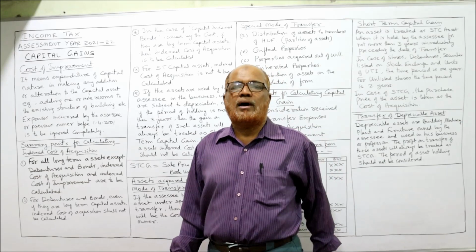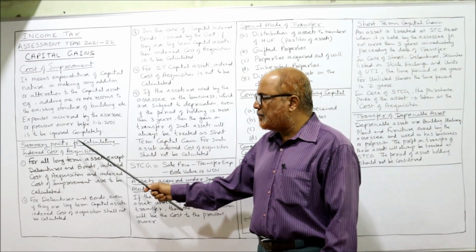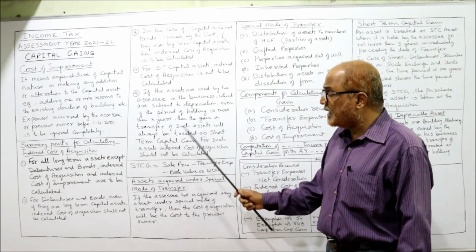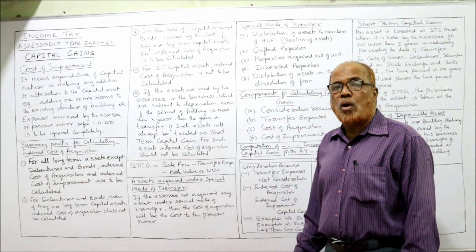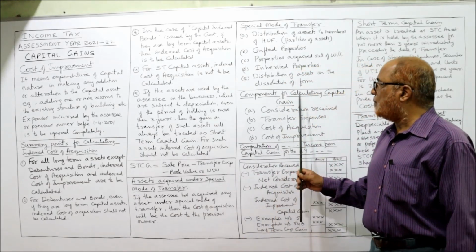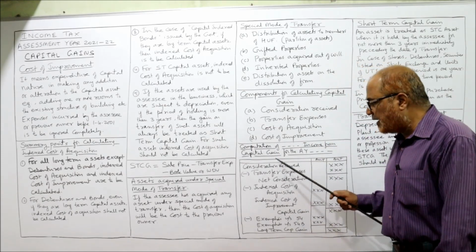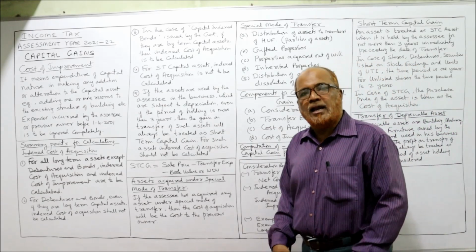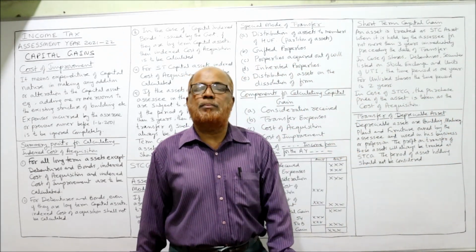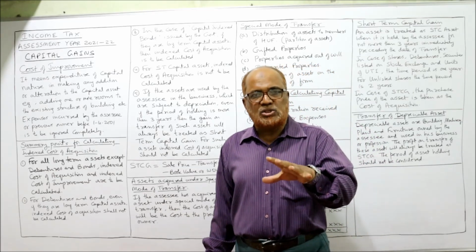Now in this video I am going to explain about cost of improvement. Then summary points regarding calculating the indexed cost of acquisition. Next, assets acquired under special mode of transfer, and then components for calculating capital gain. What is the format for calculating income from capital gain? And lastly, short-term capital gain and transfer of depreciable assets. So these are the points I'm going to cover in this video.